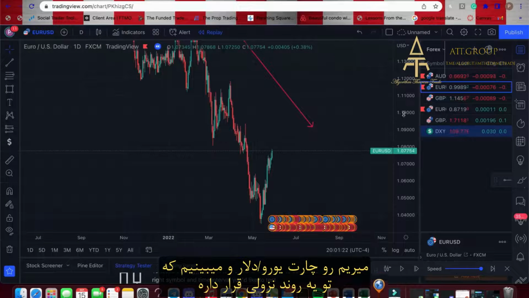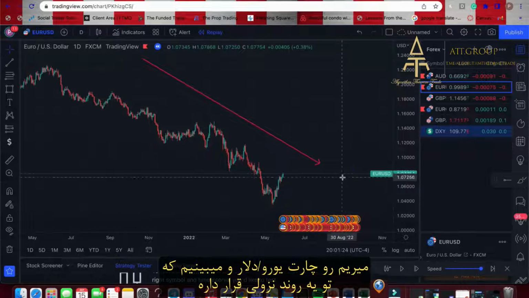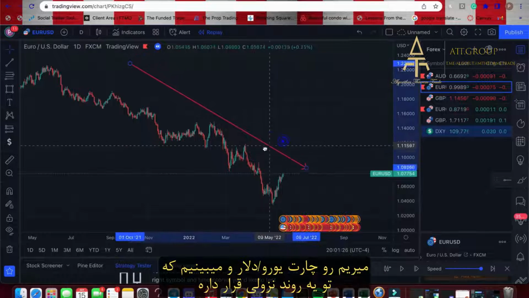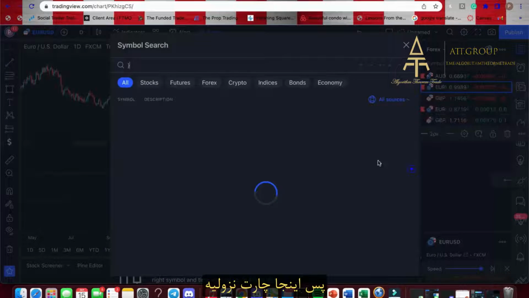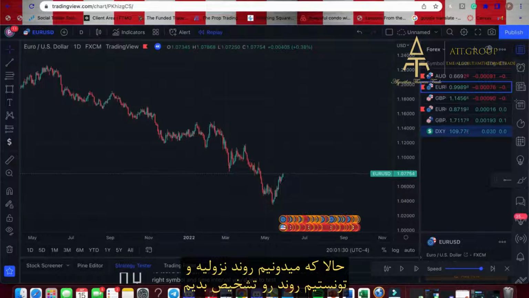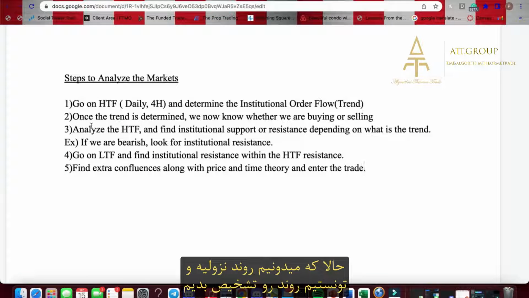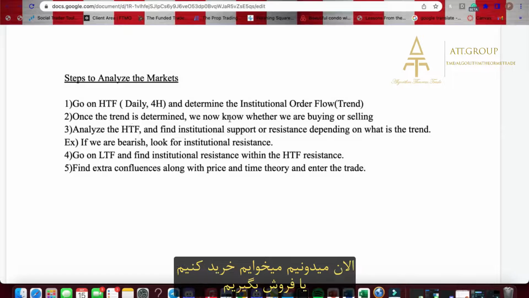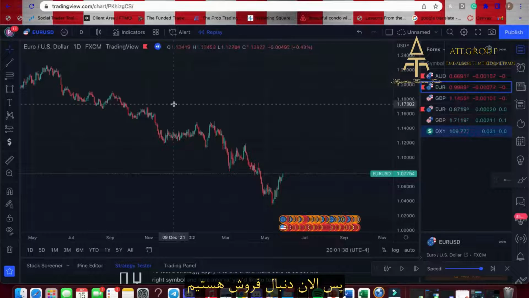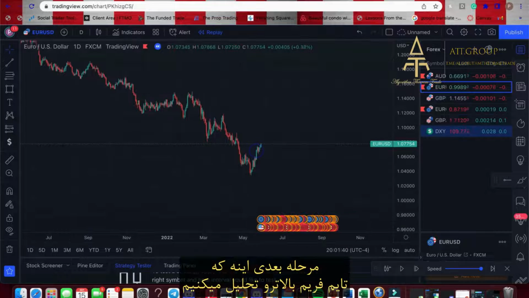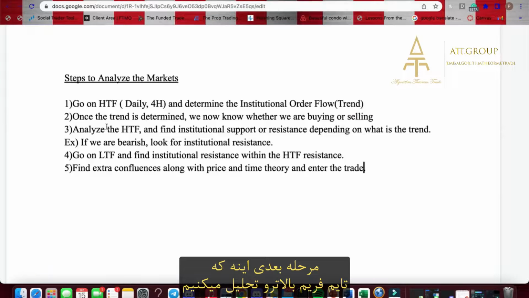So going on EU, we can see that we are definitely in a downtrend. So we are bearish. So we now know the trend is bearish. Once the trend is determined, we now know whether we are buying or selling. So now we are looking for sells. The next step, we analyze the high time frame.